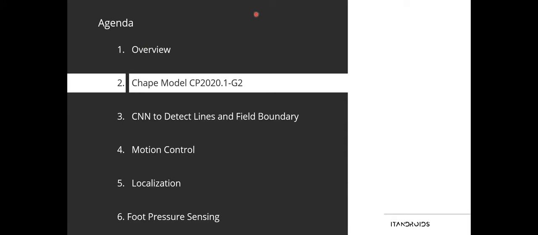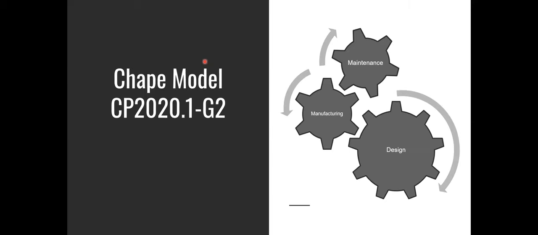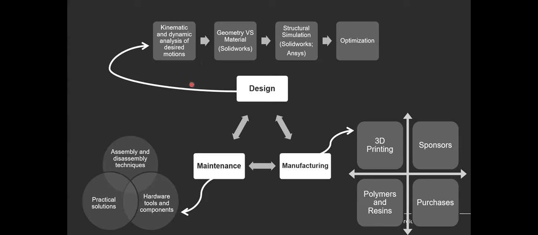Well, now about our model G2. We passed through mainly 3 steps during this process, and to talk about some of them, this series of steps that I've commented before, they are directly correlated. At first, we have the design that we structure with the semantic analysis and dynamics, the design of motion, the geometry and material, the structural simulation with SolidWorks and Ansys. So we get to the optimization of our design and extrusion of our robots.